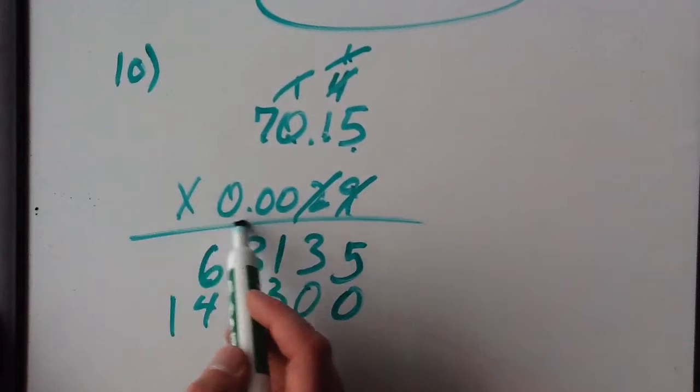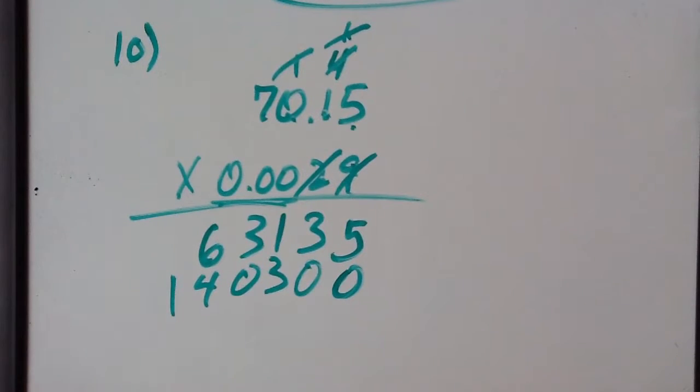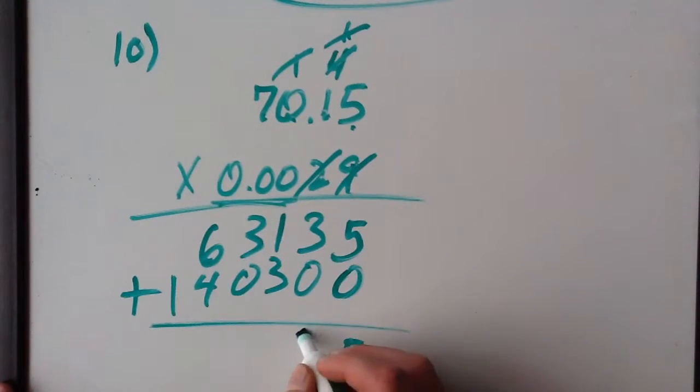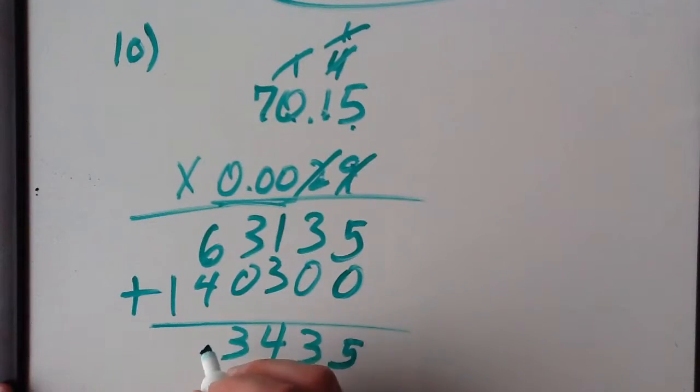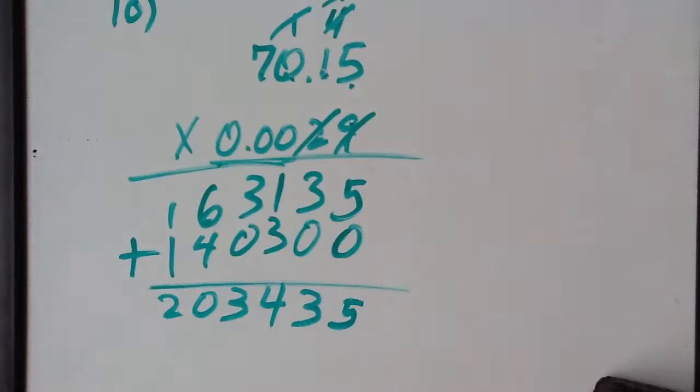Again, all I have left are zeros, so I really don't need to continue adding rows and multiplying because everything else is going to be just 0. So let's add. That's 5, 3, 4, 3. That's 10, so I got to carry the 1, and 1 plus 1 is 2. So in my answer, these are my digits: 2, 0, 3, 4, 3, 5. My final step is to place the decimal.